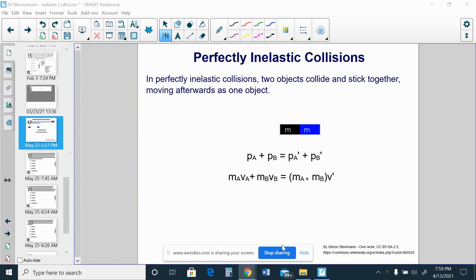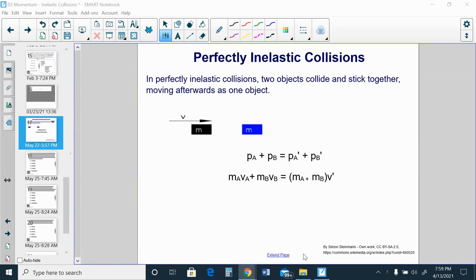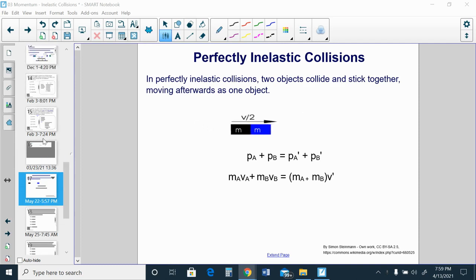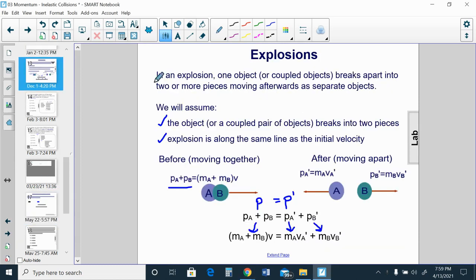Okay, so let's take a look at perfectly inelastic collisions. There are inelastic collisions, and we're mainly focusing on the perfectly inelastic collisions, where one object hits another and they stick together and move as one. Recall that this is basically the opposite of an explosion. With an explosion, the two objects move apart and then act separately.